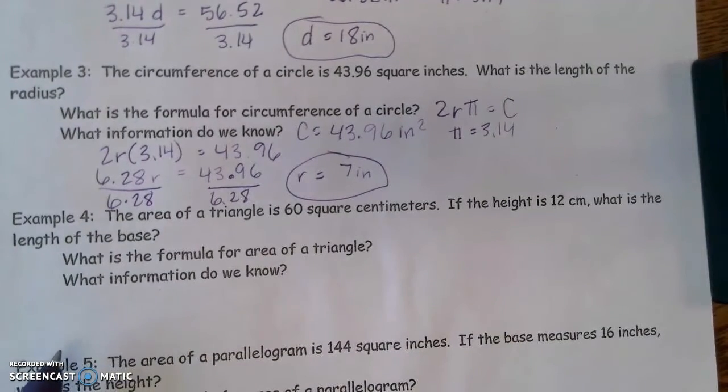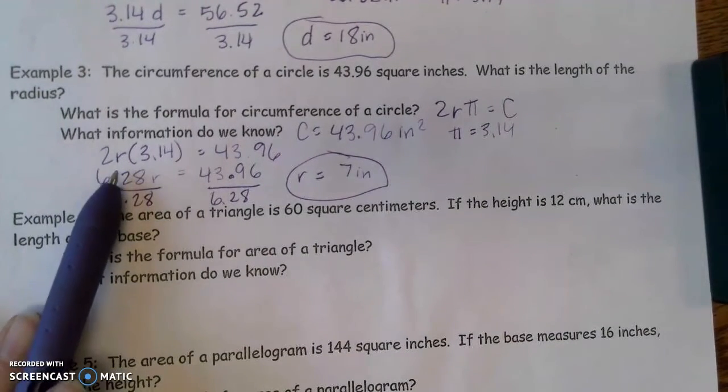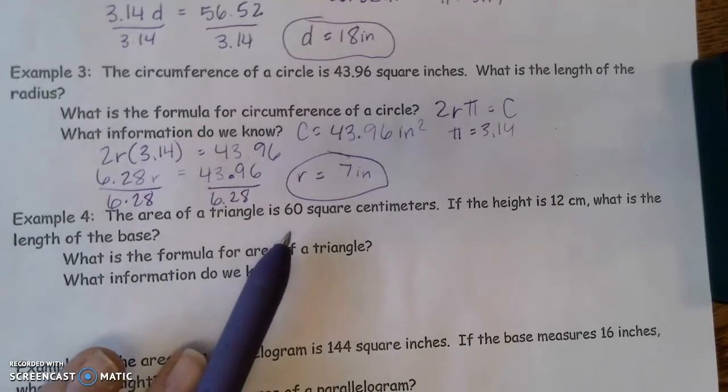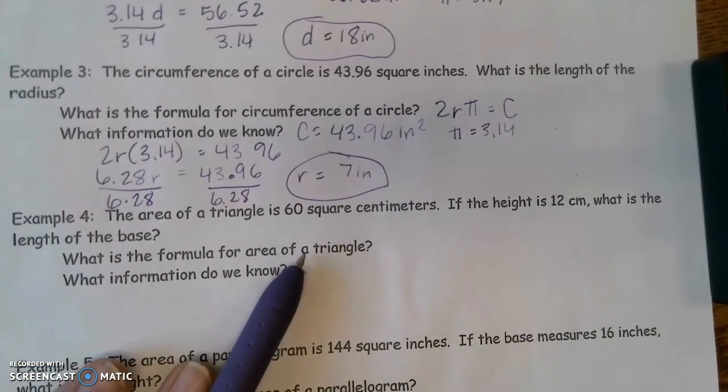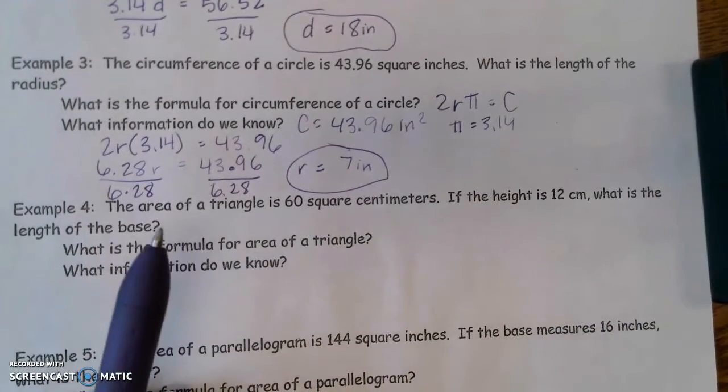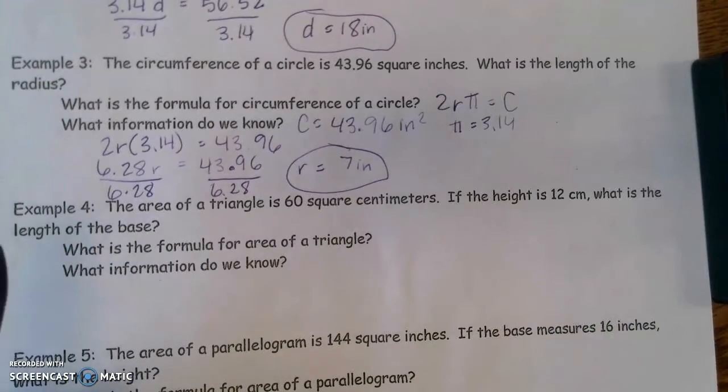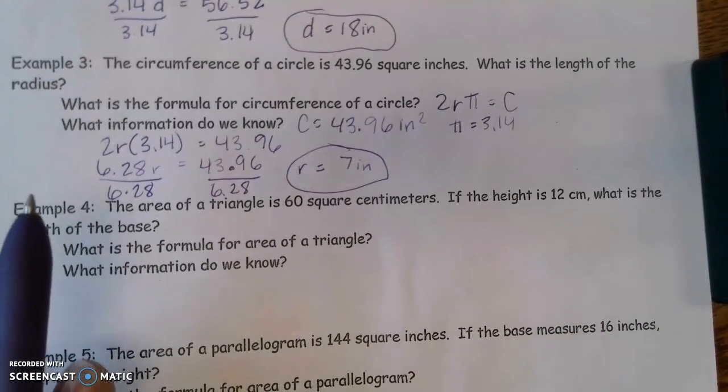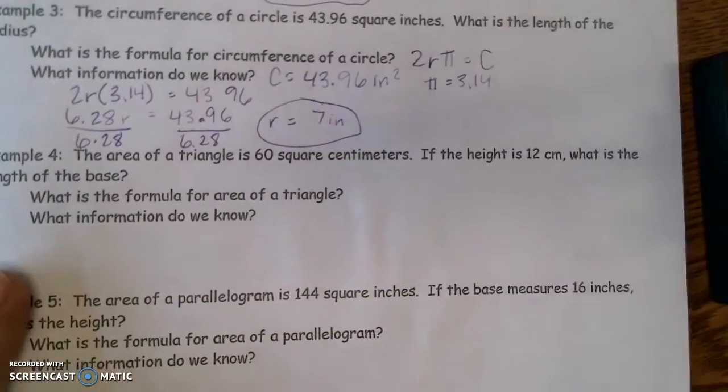Now, another way you could have done this is you could have used the diameter here, and then we would have solved for the diameter and then divided by 2. So there are a couple different ways to go about doing this, but it's flexible. So use whichever way makes the most sense to you.